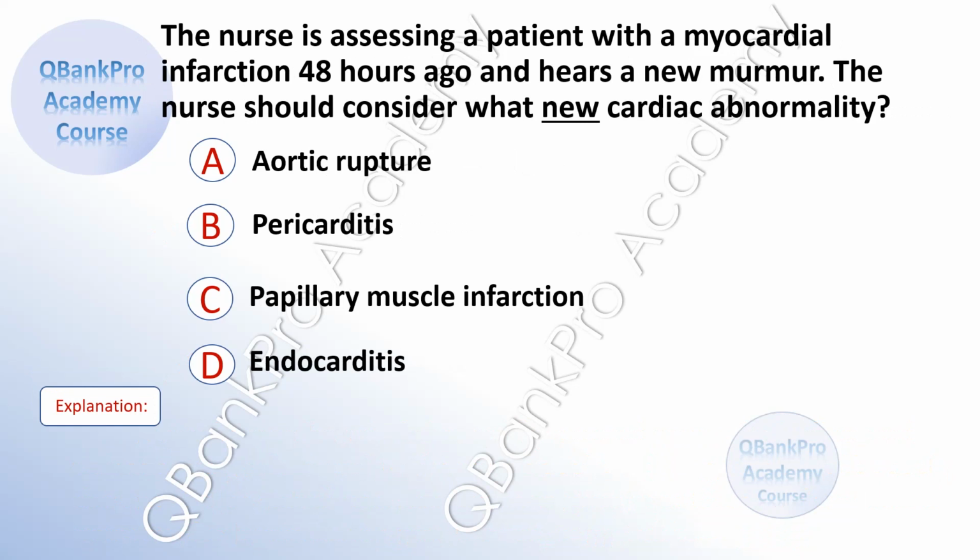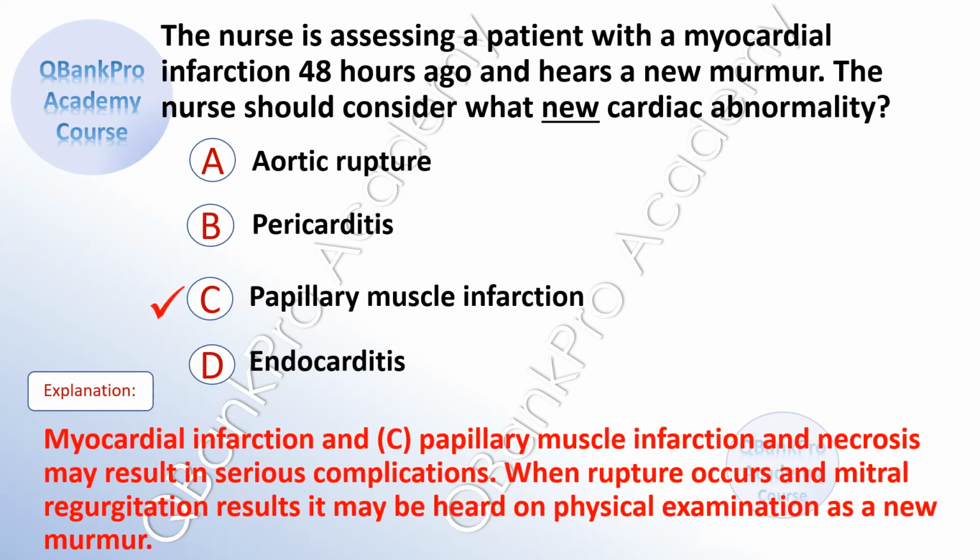The nurse is assessing a patient with a myocardial infarction 48 hours ago and hears a new murmur. The nurse should consider what new cardiac abnormality: A. Aortic rupture. B. Pericarditis. C. Papillary muscle infarction. D. Endocarditis. The correct answer is C. Papillary muscle infarction. Explanation: myocardial infarction and papillary muscle infarction and necrosis may result in serious complications. When rupture occurs and mitral regurgitation results, it may be heard on physical examination as a new murmur.